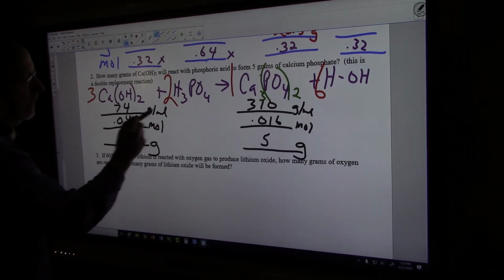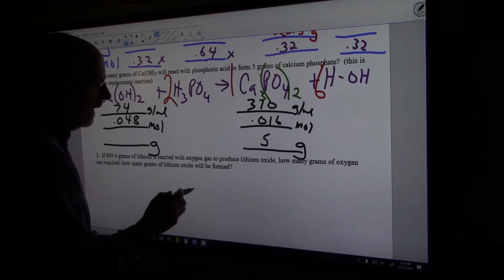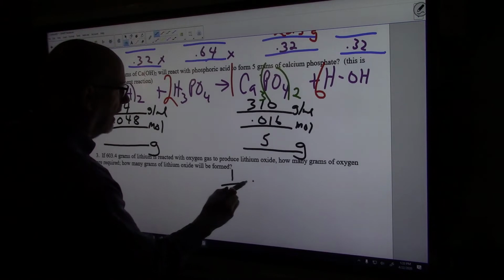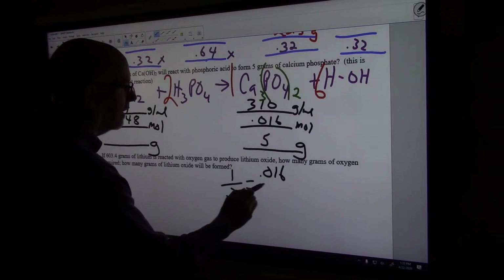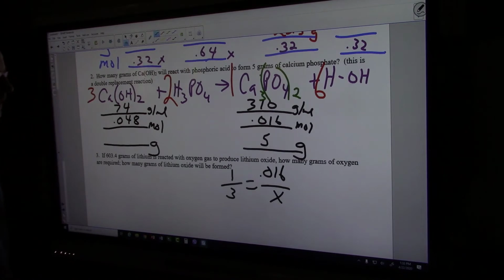0.048 is 3 times as big as this one. If I couldn't do that in my head, I would have gone 1 is to 3 as 0.016 is to x. Cross multiply, divide, whatever you have to do. Nailed it. Now, the question says how many grams?